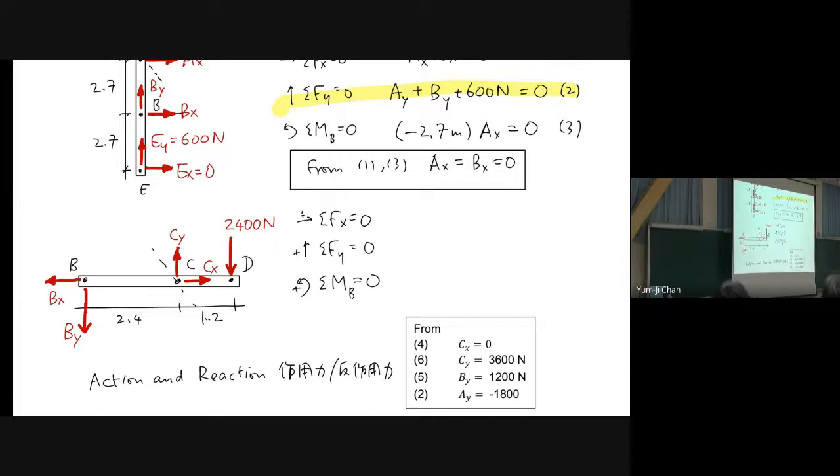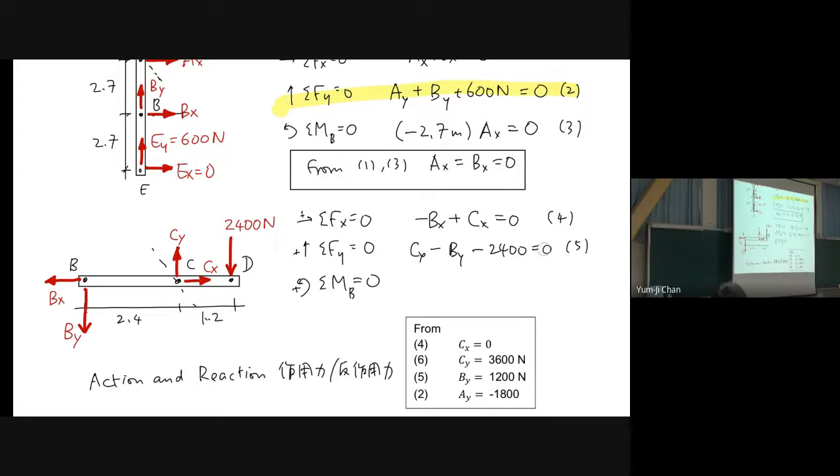Now, for the sum of Fx equal to 0, what do we have here? Minus Bx plus Cx equal to 0. This is equation 4, because we only have two forces going in the x direction, right? Now for Fy, we have Cy minus By minus 2,400, and this is equation 5.